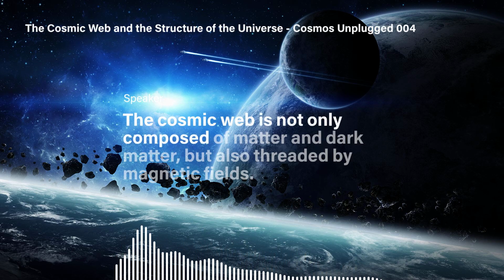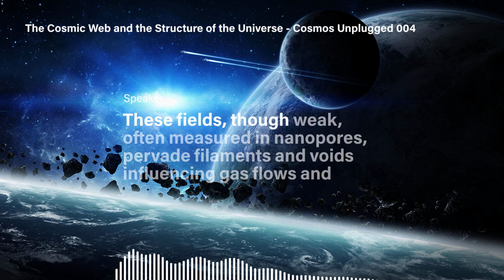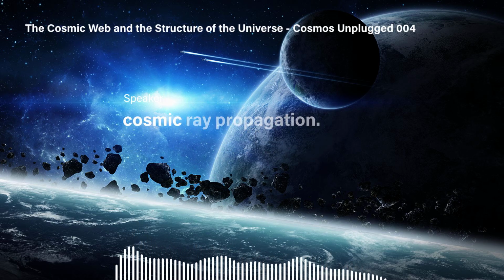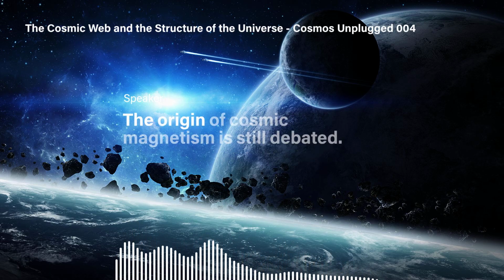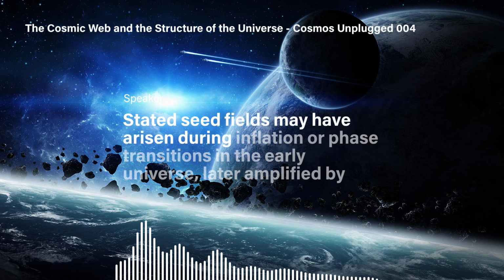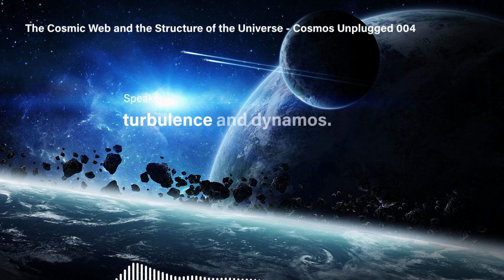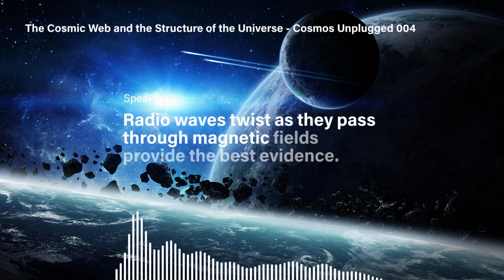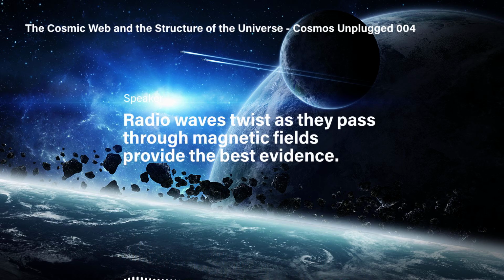The cosmic web is not only composed of matter and dark matter, but also threaded by magnetic fields. These fields, though weak, often measured in nanogauss, pervade filaments and voids, influencing gas flows and cosmic ray propagation. The origin of cosmic magnetism is still debated. Seed fields may have arisen during inflation or phase transitions in the early universe, later amplified by turbulence and dynamos. Observations of Faraday rotation, where polarized radio waves twist as they pass through magnetic fields, provide the best evidence.